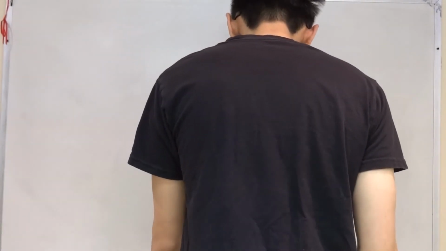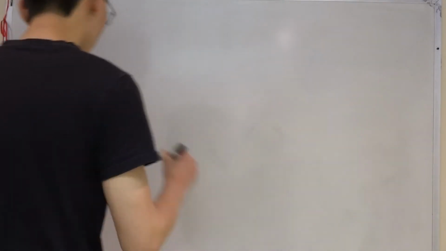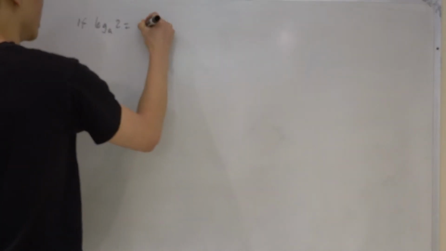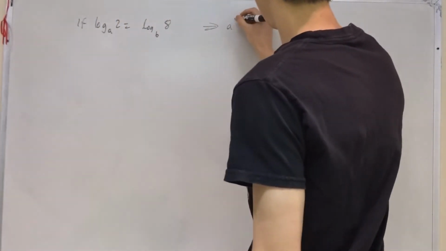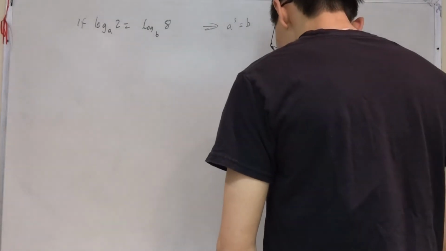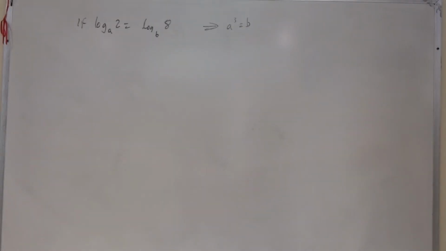So now let's go through a challenging problem with these log equations. We want to show the following: if log base A of 2 is equal to log base B of 8, that implies that A cubed equals B. Alright? So this one is a little bit challenging. First, we're going to look at this question and see what relations we can draw from it. Where's the A cubed coming from? Where's the B coming from?